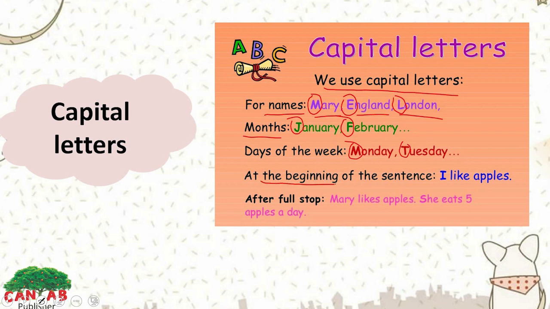At the beginning of a sentence, we capitalize the first letter. I like apples. After the full stop, Mary likes apples. You can see the M here is capitalized. Then full stop, then she eats 5 apples a day. After the full stop, the first letter is, yes, capitalized.